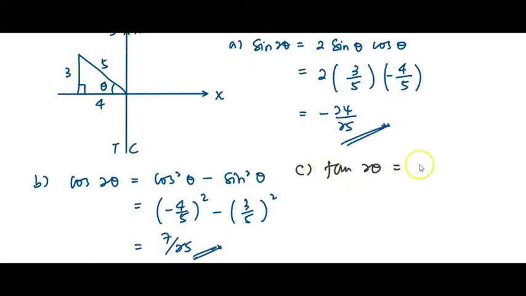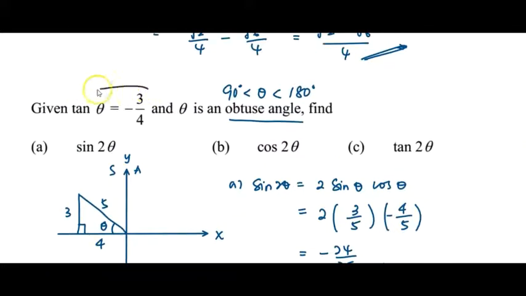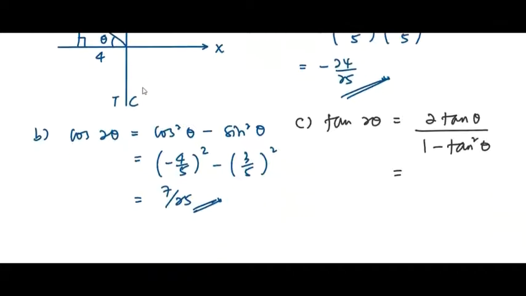Lastly, we need to get tangent 2 theta. Using the double angle formula, we write it as 2 tangent theta over 1 minus tangent square theta. For this question, I'm going to take the value of tangent theta from the question, which is -3/4. So just plug in -3/4 as your tangent theta. 1 minus (-3/4) squared. Then you simplify, you will get the answer.